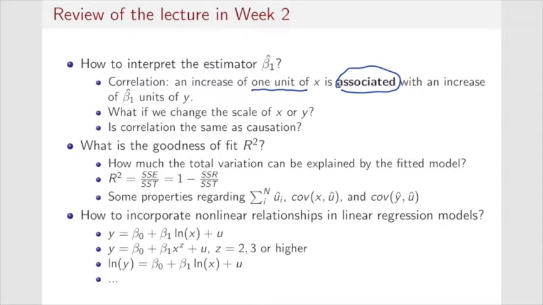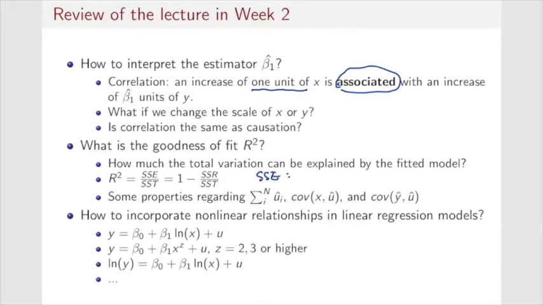We also learned how changing the scale of x or y changes the estimators and their interpretations. In the second video, we learned the goodness of fit, the R-square. It describes how much the total variation in the sample can be explained by the fitted model. We derive R-square equal to SSE over SST, which is equal to 1 minus SSR over SST.